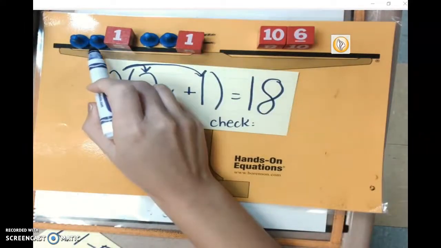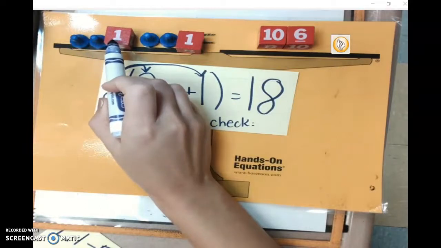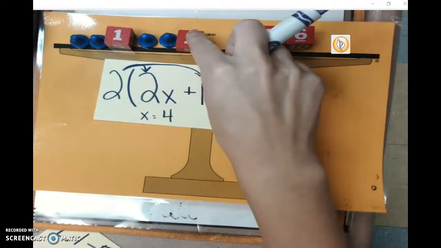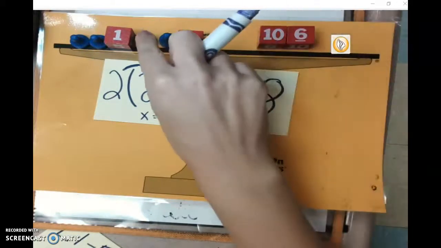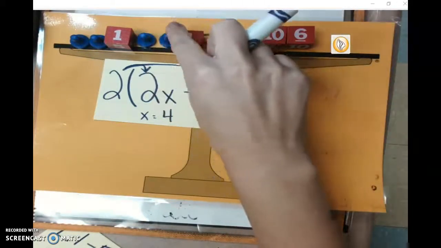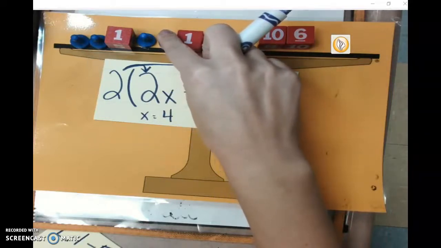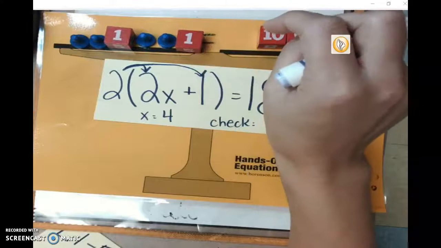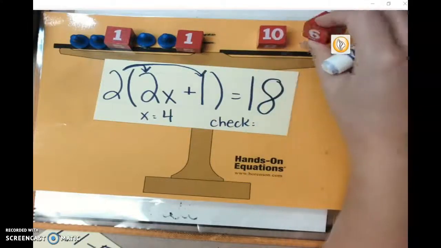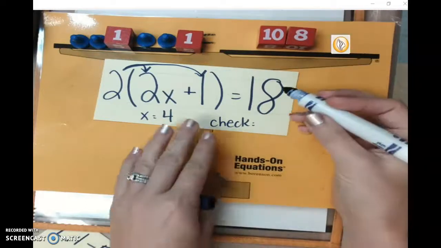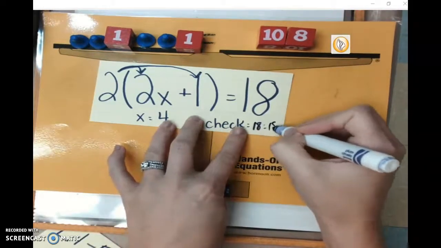So we have 4 plus 4 is 8, plus 1 is 9. 9 plus 4 is going to be 13. 13 plus 4 would be 17, plus 1 would be 18. And 18 would equal 18. So our check is 18 equals 18.